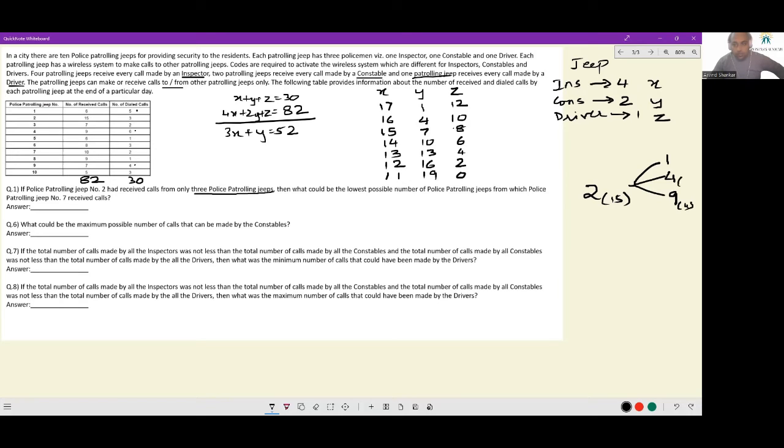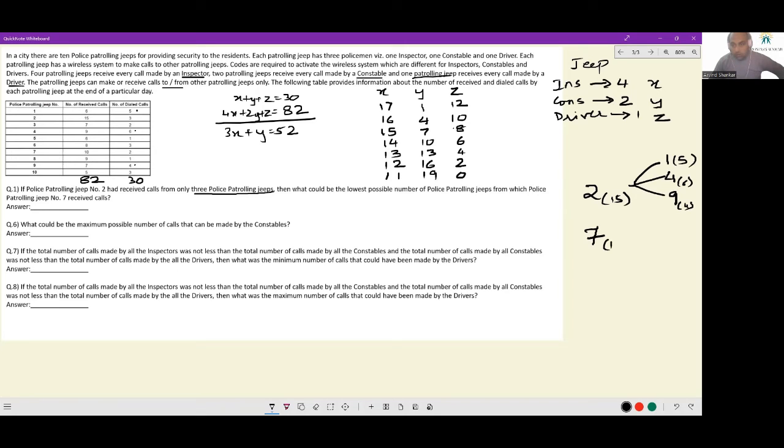4 calls from here, 6 calls from here, and 5 calls from here. Police patrolling Jeep 2 would have received calls from Jeep 1, Jeep 4, and Jeep 9: 5, 6, and 4. This is done. Then what could be the lowest number of police patrolling jeeps from which police patrolling Jeep 7 received calls?